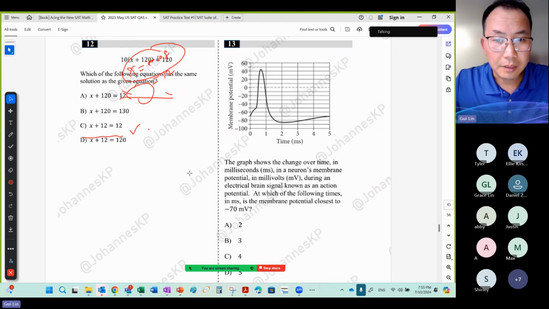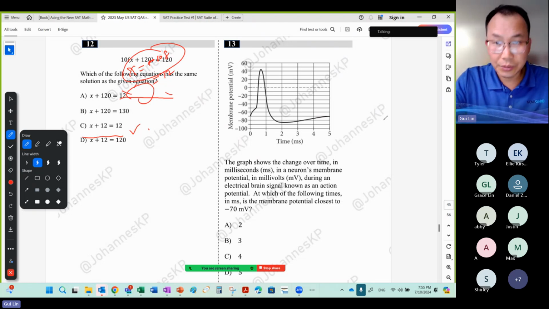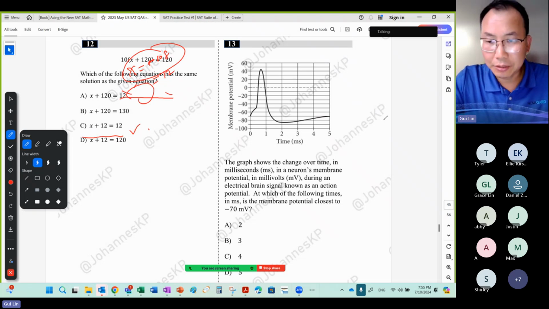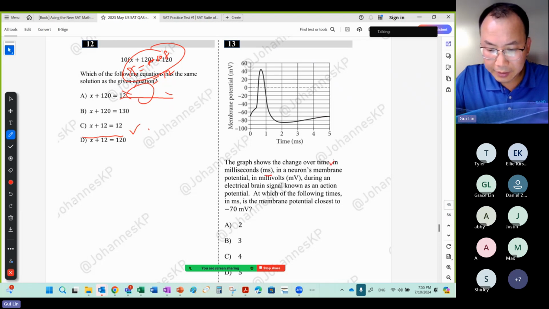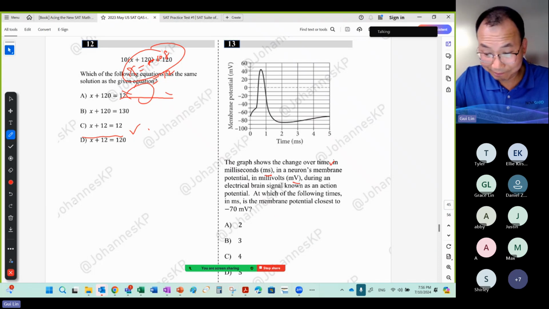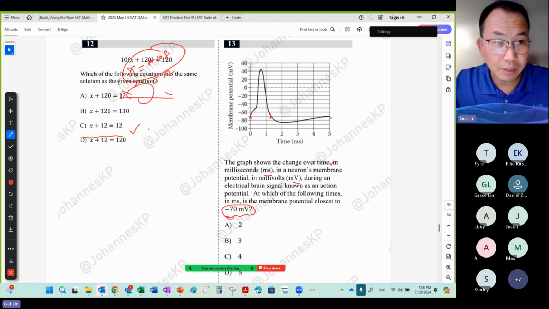We can see the selection options. All right, a chart again. Charts look like this everywhere. If you go to engineering, computer science, medicine, whatever field, you will use data analysis. That's why they're training your math. The graph shows the change over time in milliseconds in a neuron's membrane potential during an electrical brain signal, known as an action potential. At which of the following times in milliseconds is the membrane potential closest to negative 70? Negative 70 is around here, and here, and here. There are three of them, so there are three choices.